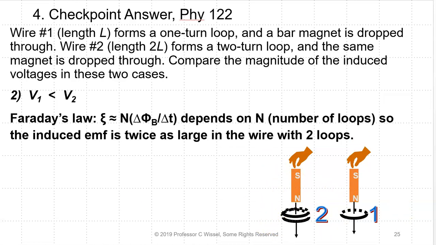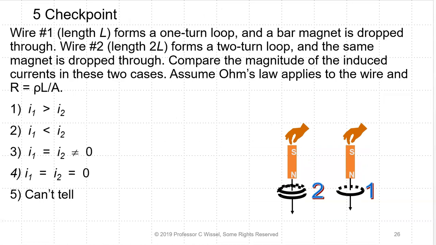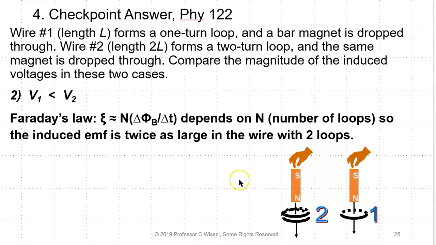If you're a Physics 222 student, please skip ahead to slide number 26. If you're a 122 student, that is algebra based, this is slide number 25. So what's going to happen is V1 is going to be less than V2. Faraday's law says that the EMF is proportional to the number of turns, number of loops. So the induced EMF is twice as large in this one as it is in that one.